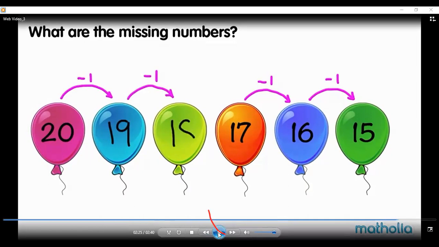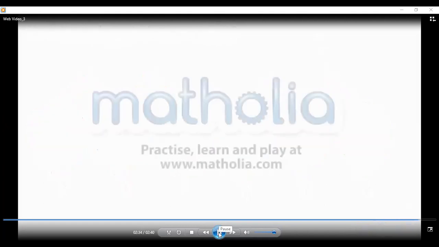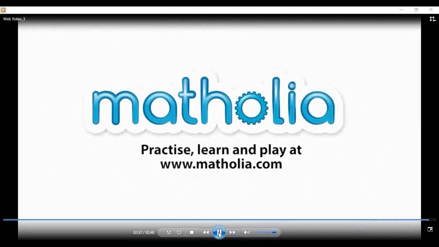So this time we were counting backward. Backward, so we use minus. And see how we found 2 numbers and we worked out what was happening. And we worked out these 3 numbers and then we knew it was minus 1. So then we could just do our minus 1 to fill in the numbers that are missing. The missing numbers are 19 and 18. Okay.